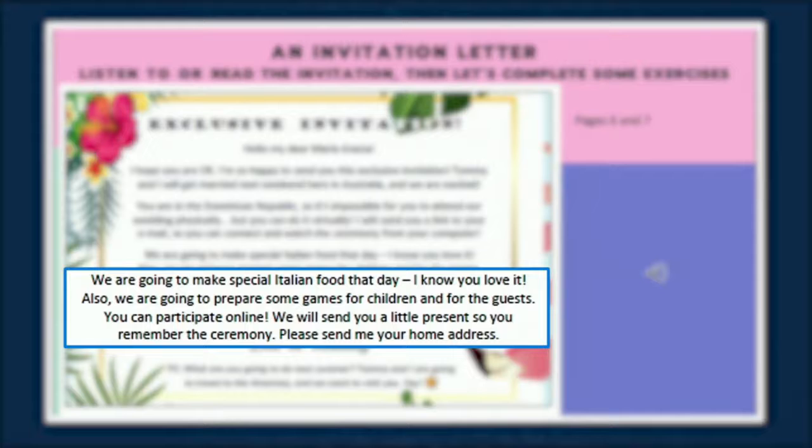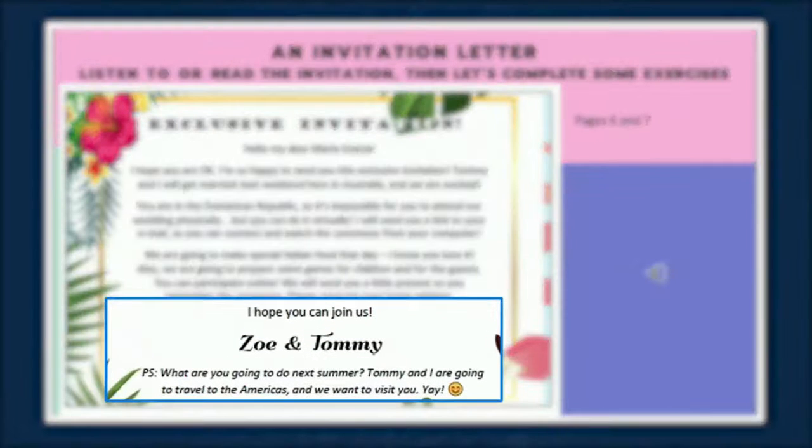I know you love it. Also, we're going to prepare some games for children and for the guests. You can participate online. We will send you a little present so you remember the ceremony. Please send me your home address. I hope you can join us. Zoe and Tommy. P.S. What are you going to do next summer? Tommy and I are going to travel to the Americas and we wanted to visit you. Yay!